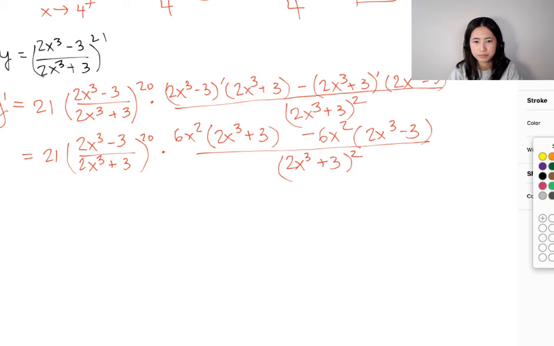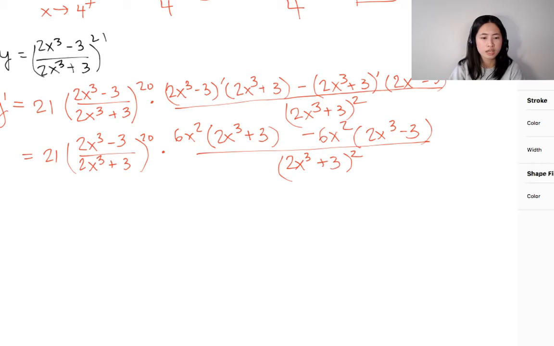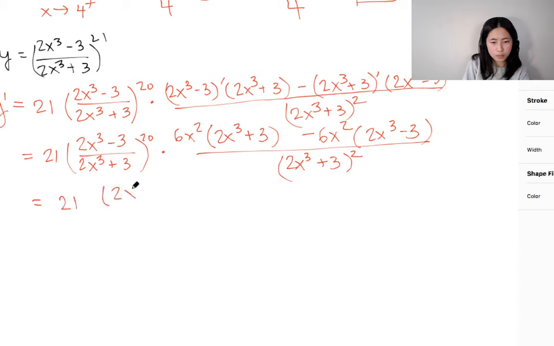Okay, so what I recommend you doing now is basically split this up into two terms, right? So instead of having just one bracket raising this to the power of 20, you can actually turn this into 20 and 20 individually, and then you're going to add your denominator, right? So this is now going to be 21. Then you have 2x cubed minus 3 raised to the power of 20 over 2x cubed plus 3. And this is raised to the power of 20. Then you're going to add this and this essentially.